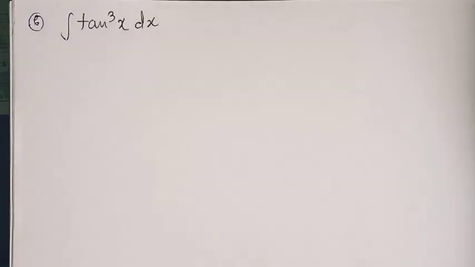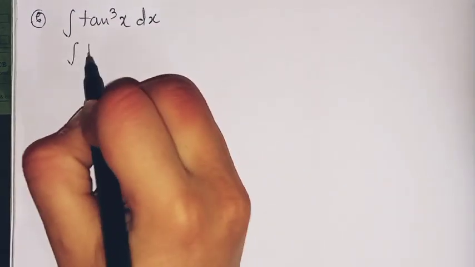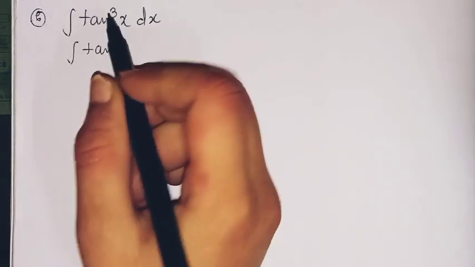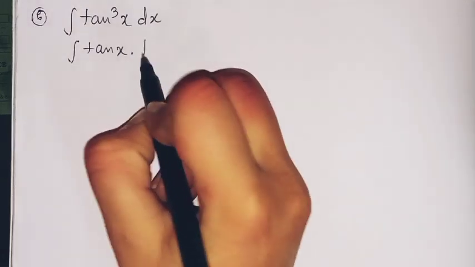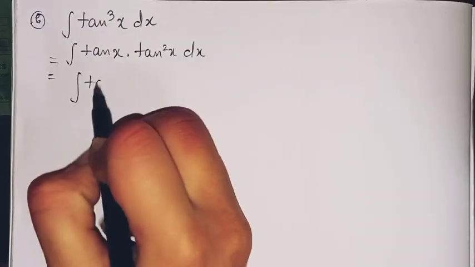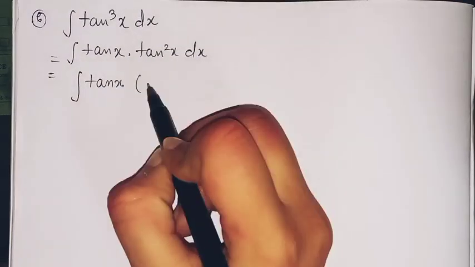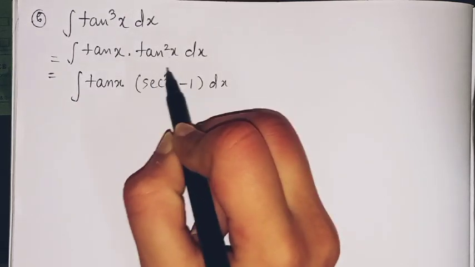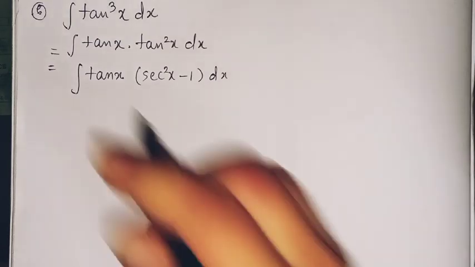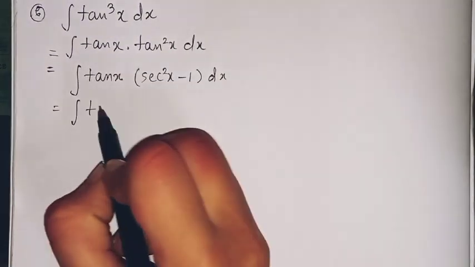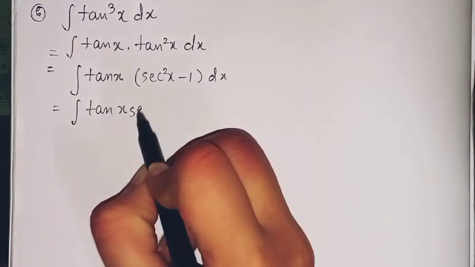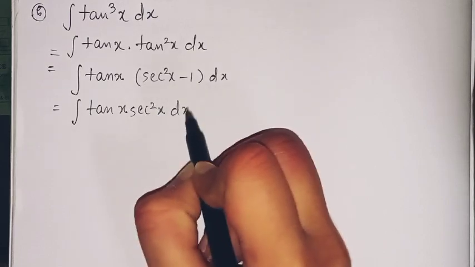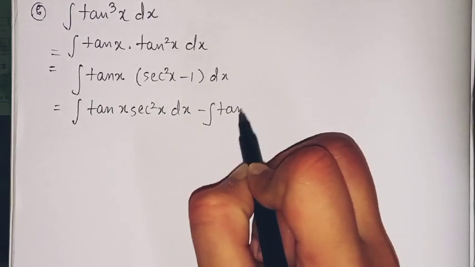Question number 6, and this is one of my favorite questions. Integration of tan cube x. You have to split it into tan x times tan square x. Tan x multiplied by (sec square x minus 1), if you know the formulas. Then integration of tan x sec square x dx minus integration of tan x.